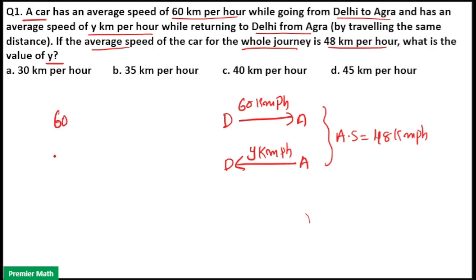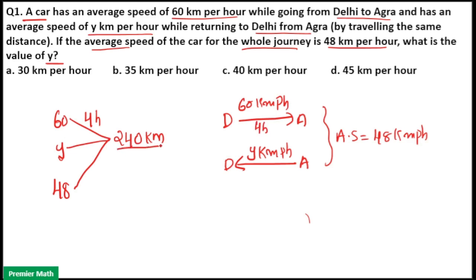Take the LCM of 60 and 48. LCM of 60 and 48 is 240. That means from D to A distance is 240 km and from A to D distance is 240 km. So to travel one side distance 240 km with a speed of 60 km per hour, this car takes 4 hours. That is 240 by 60. That is from D to A this car takes 4 hours.